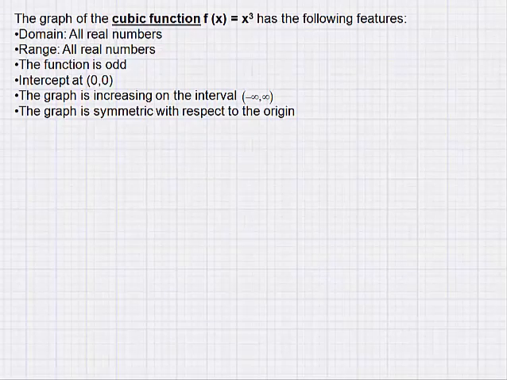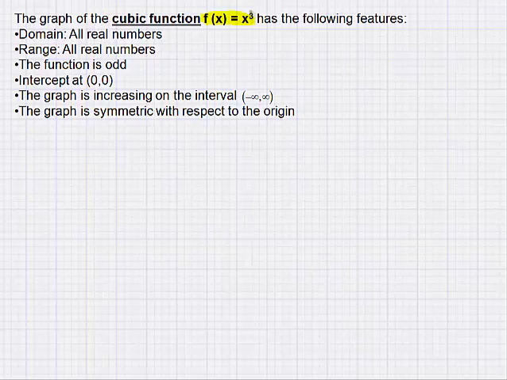The next function up is the cubic function. The cubic function is f of x equals x cubed. Now this is different from the squaring function, has a different shape. The domain is the same, the range is different. This function is considered to be odd.